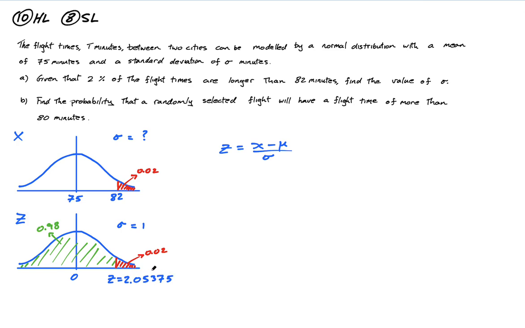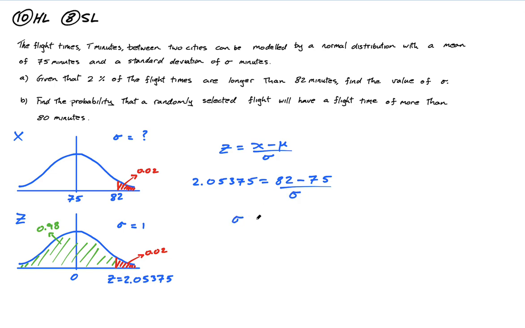Do not round this Z value yet, guys. Don't round it more than you've already done here. So it's going to be 2.05375 equals X, which is 82, minus mu, which is 75, over sigma, which is what I'm trying to find. You can do this directly in the calculator or cross multiply.